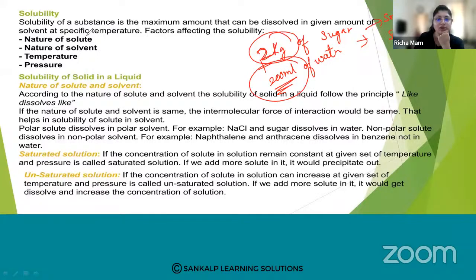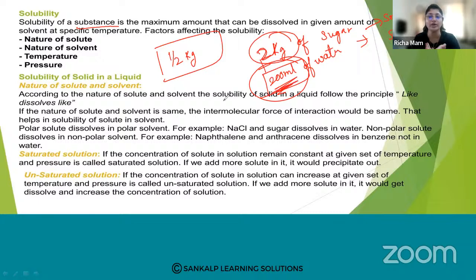So what is solubility? Solubility is how much maximum amount of a substance can be dissolved in a given amount of solvent. So in 200 ml, the maximum amount of sugar that can be dissolved may be only half a kg. 2 kg is not possible. So this is solubility.